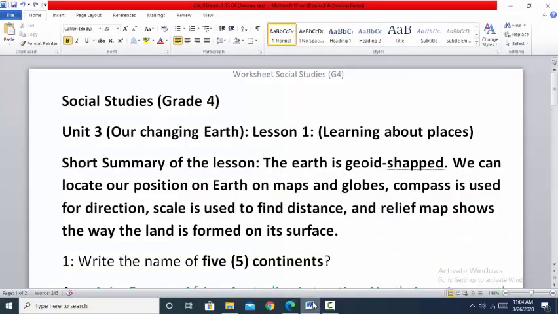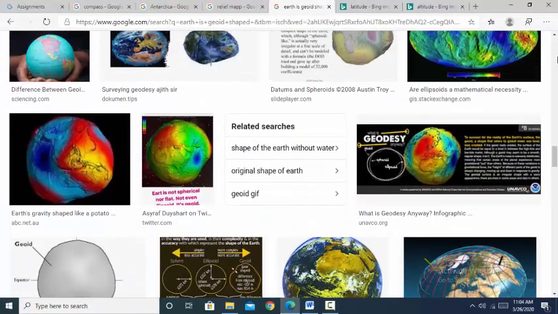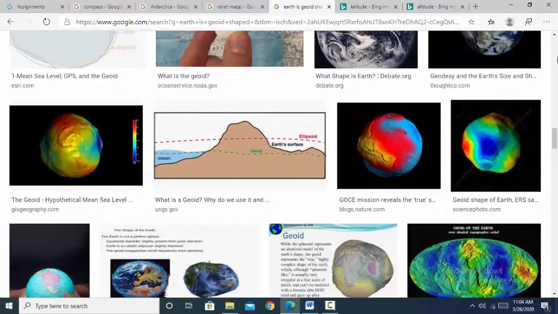We can locate our position on Earth on maps and globes. A compass is also used for direction. Scale is used to find distance. And a relief map shows the way the land is formed on its surface. So again, the Earth is geoid-shaped, and this is how the Earth is geoid-shaped.